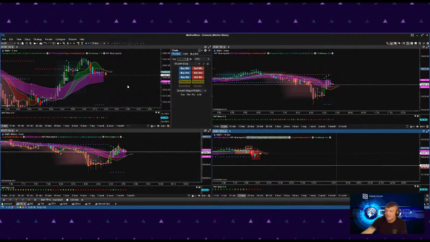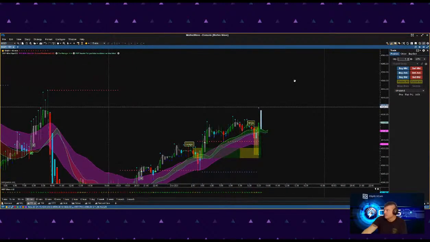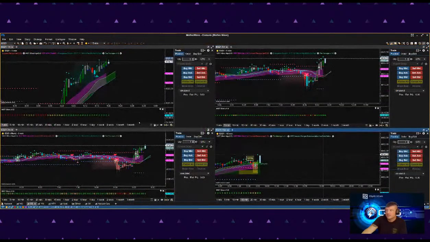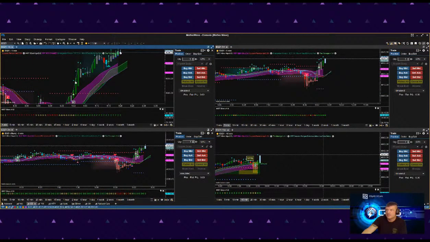The NASDAQ's fizzling, trading sideways. ES is really the only thing that's got a little bit of an uptick to it. Slow and steady. That's always good.